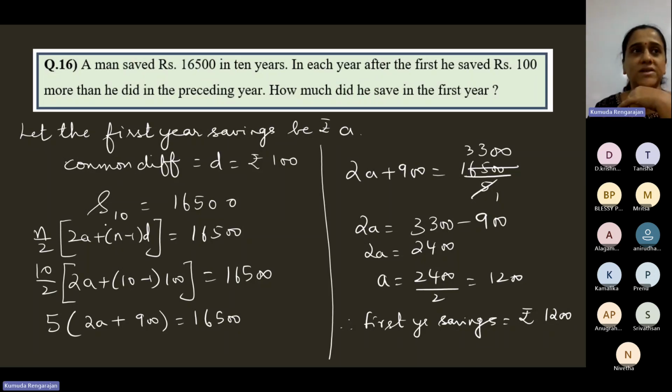Then we understand it as S10. S10 is equal to 16,500. Formula n by 2 into 2a plus n minus 1 into d is equal to 16,500. Substitute the values. You know n is 10 because 10 years. You know d is minus 100. So we have to find A, the savings during the first year. Correct?